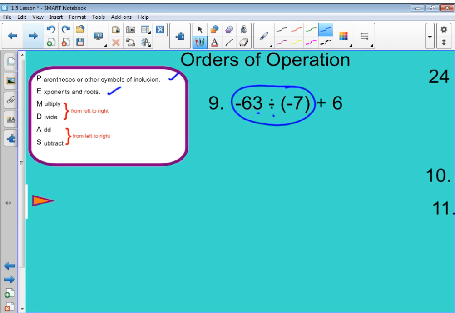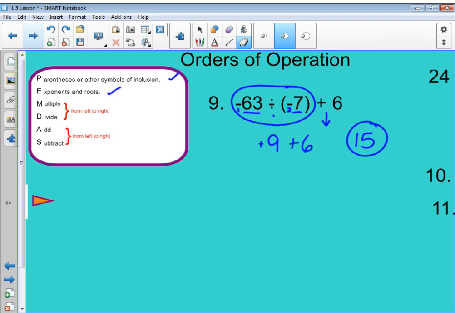Okay, so I'm going to think 63 divided by 7, which is 9. Count my negatives, 1, 2, that's an even number, so really this is a positive 9. And then I'm going to bring the rest of it down, plus 6. Okay, so now we're to where it's adding and subtracting. So 9 plus 6 gives me 15. So we got 15 for that one. Okay, so I'm going to pull these other 2 out.